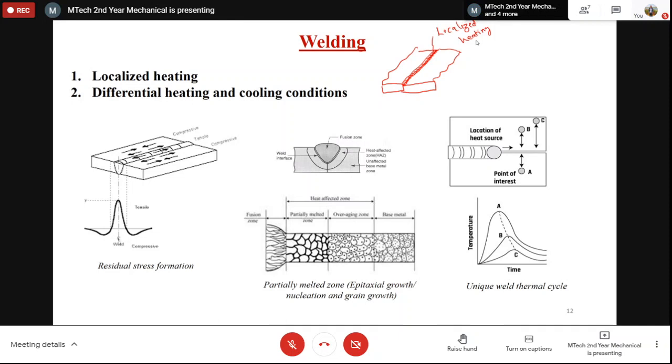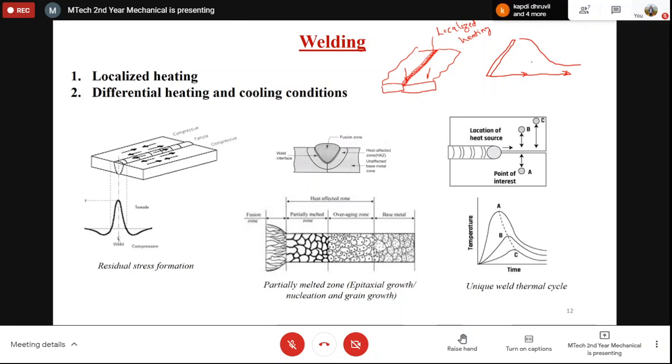During this, differential heating and cooling conditions arise. Here we are heating, and the rest of the material is cool. Let's say this is the section which we have joined, and if you go in this direction, the heat is maximum and then it decreases. Here the heat is maximum, and then it gets cooler. So as you go away from the junction, where we are heating, you will see that the temperature is decreasing.